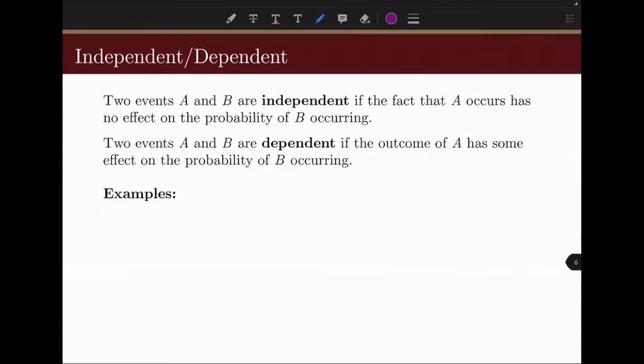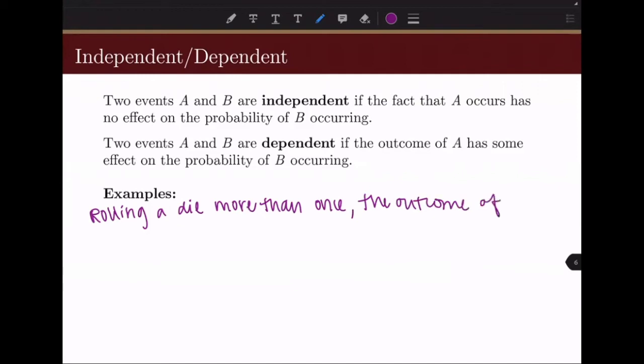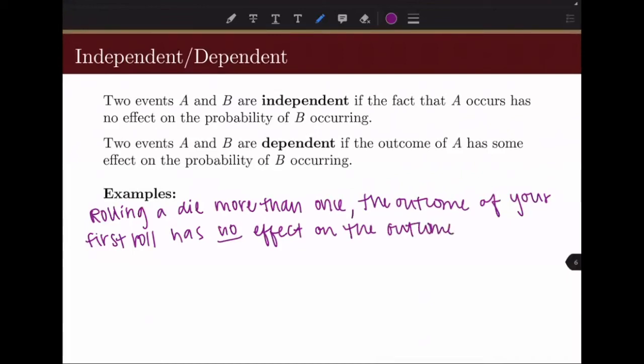For example, if you're rolling a die more than once, the outcome of your first roll has no effect on the outcome of your next rolls of the die.